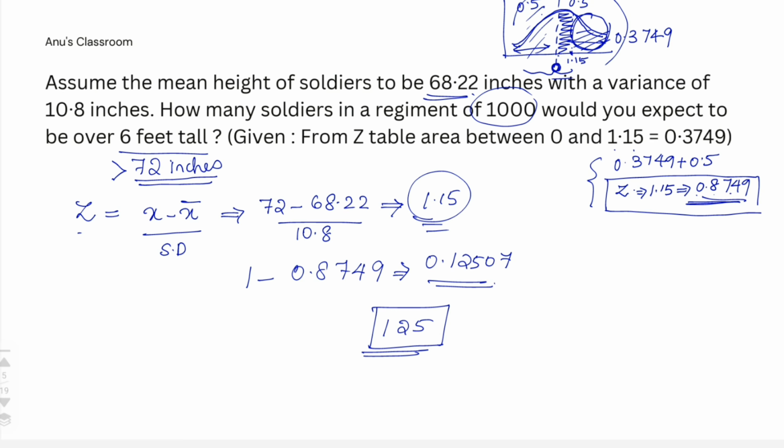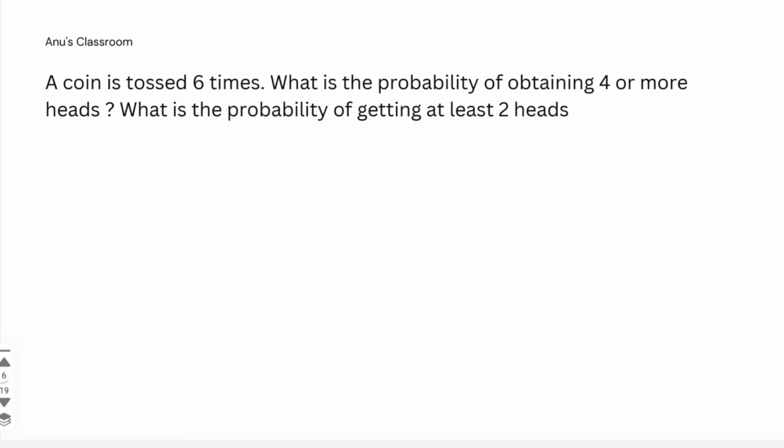Okay. Then another question. This actually came for 20 marks, in section B, and that is quite shocking because this is a very simple question. The question is, a coin is tossed 6 times. What is the probability of obtaining 4 or more heads? What is the probability of getting at least 2 heads?